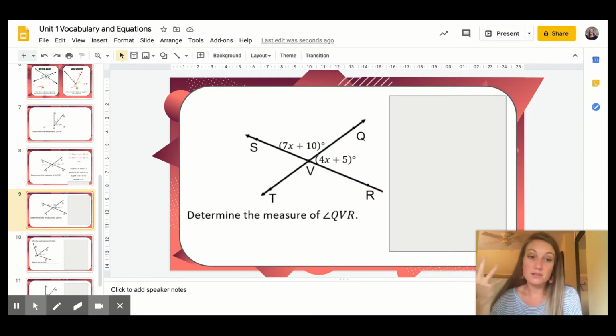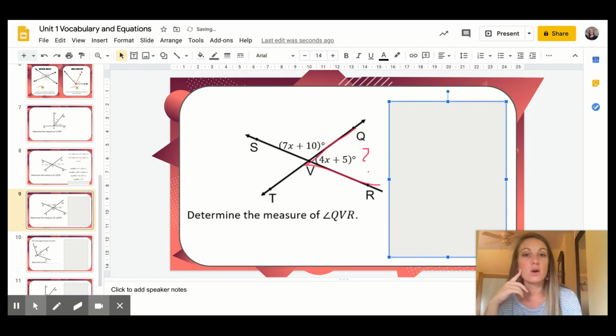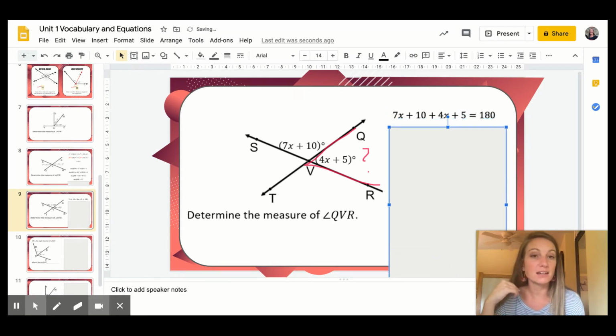So here I have two angles. So I look, are they complementary, add up to 90? Are they supplementary, add up to 180? Or are they vertical, equal to each other? I need to determine the measure of QVR. QVR is my angle I'm trying to find. And I know that these two angles right here are a linear pair, which means they have to add up to 180 degrees. So I'm going to say that 7x plus 10 plus 4x plus 5 equals 180.